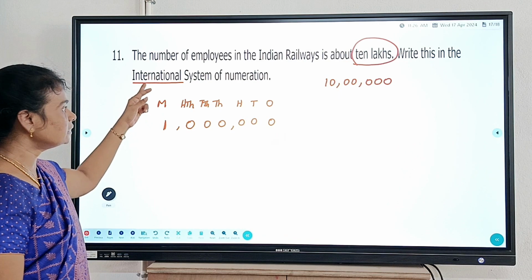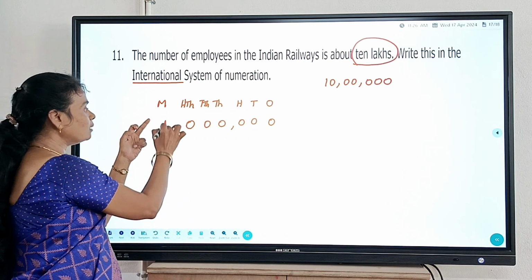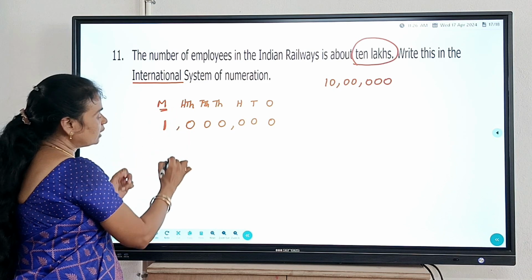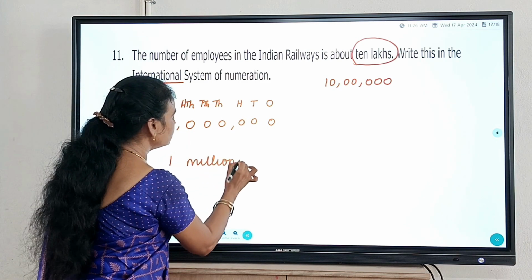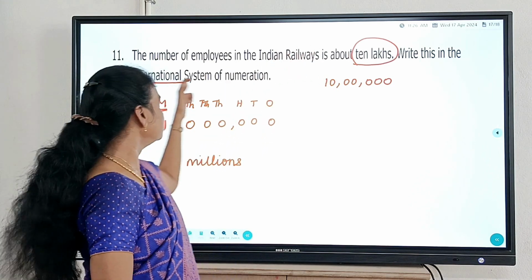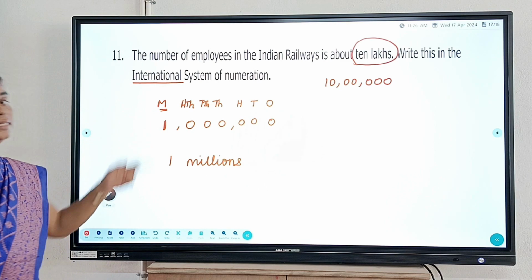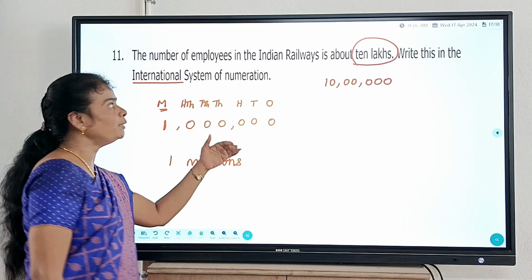And in the international system, when we write here, the 1 comes under millions. So the answer for this is 1 million. So 10 lakhs in the Indian system is written as 1 million in the international system. Can you understand this, student? I will repeat it again.